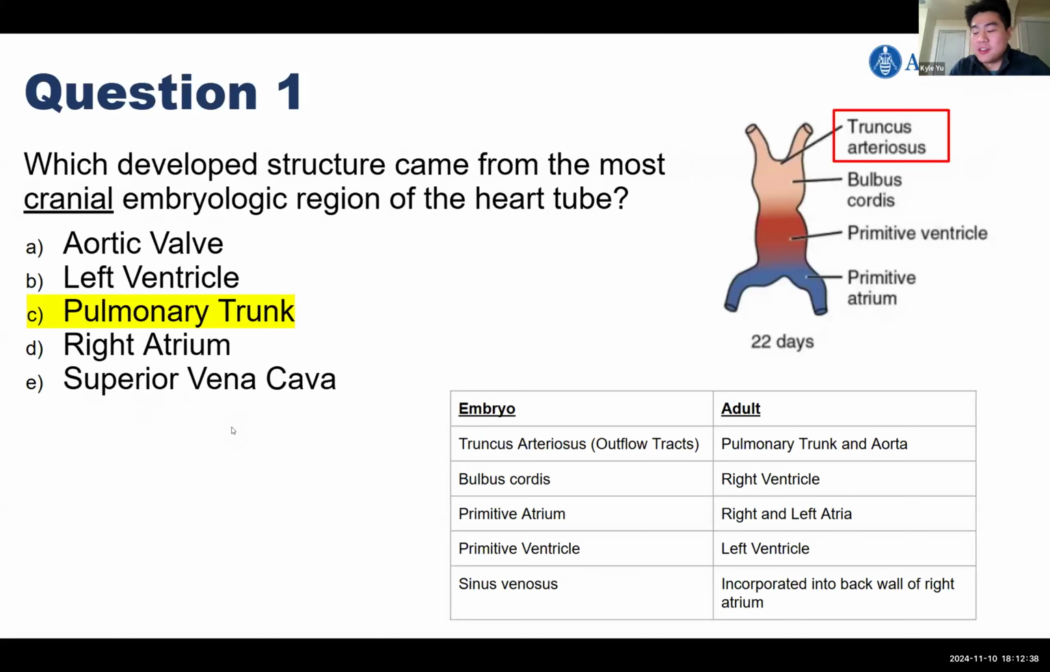I spoiled it a little bit on accident because I touched my mouse, but the correct answer would be the pulmonary trunk. Remember, you have the truncus arteriosus. That's the most cranial structure. This is the cranial region, and this is the caudal region. And the truncus arteriosus will become the pulmonary trunk. A common answer that I saw was also the aortic valve. I will get to this a little bit later, but the aortic valve is not formed from these structures. It's another structure that's formed later, and I'll talk about that. But if the answer choice said aorta, then there would technically be 2 correct answers, because they both come from the truncus arteriosus, which is the most cranial embryologic feature of the heart tube.